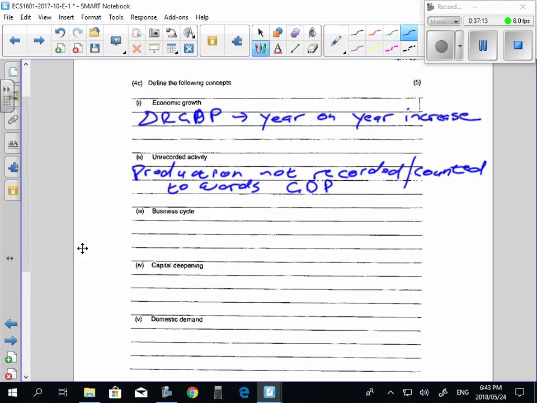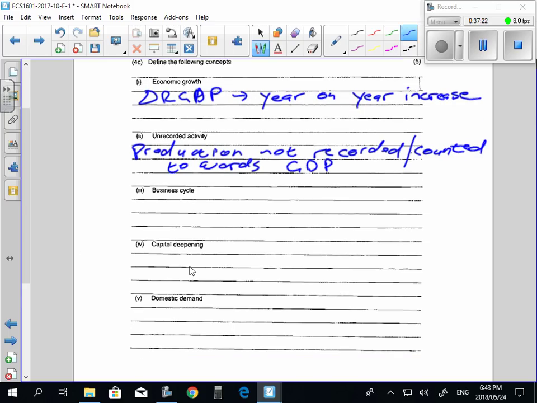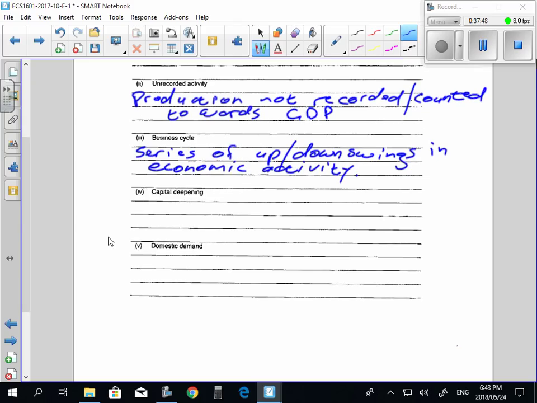The business cycle. Remember, economic growth does not occur smoothly. It follows a series of upswings and downswings, which we call the business cycle. All right. Capital deepening is when you increase the amount of capital per worker.